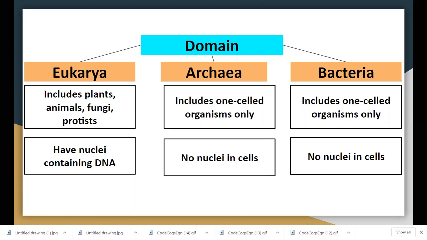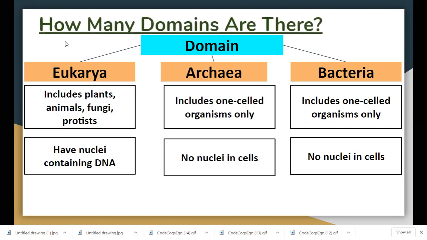The second domain is Archaea. These are all one-celled organisms only, so they're not going to be any of the common things you can think of, and they have no nuclei in their cells. And then finally is the bacteria category. Believe it or not, it's a very large category. These include one-celled organisms only, and they also have no nuclei in their cells.